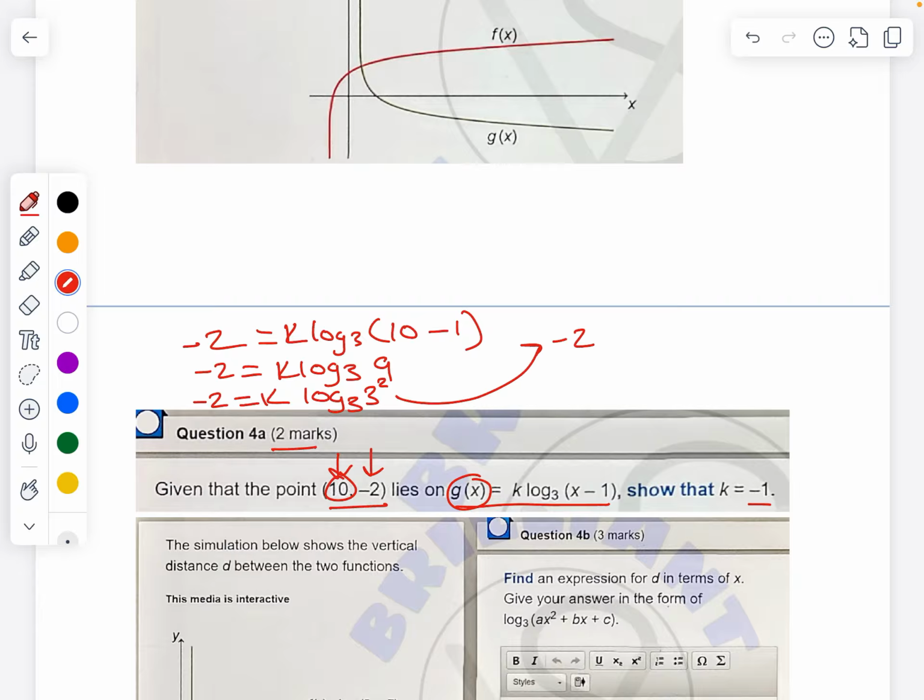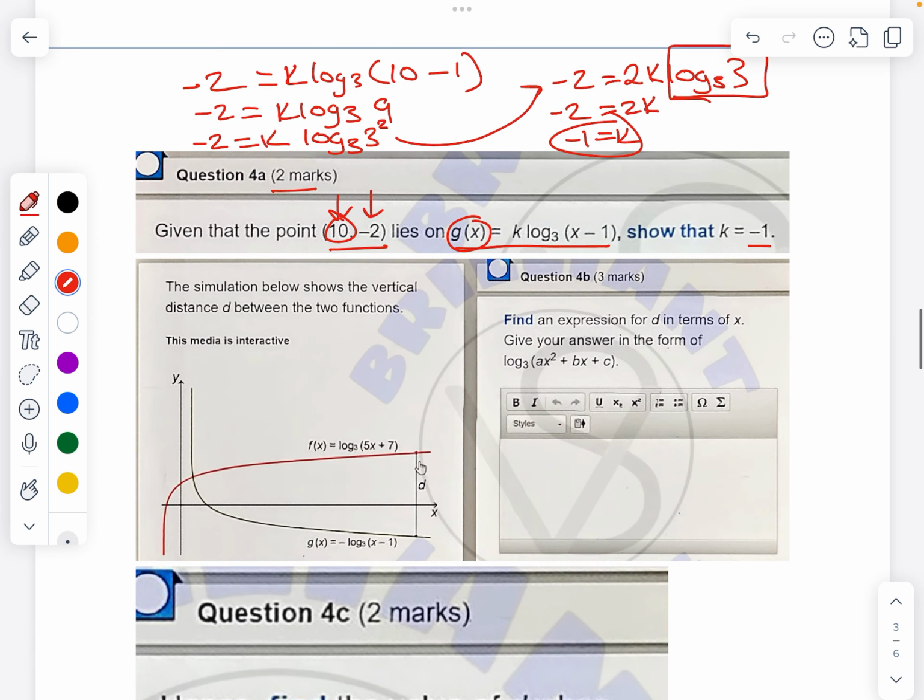Okay, I'm going to go up here. I am going to write this as -2 equals, if I bring the 2 down, it becomes 2k log 3. We know that when we have this log here, this equals 1. So now 2k times by 1 is just 2k. And then divide both sides by 2. And then we're going to have k is -1.